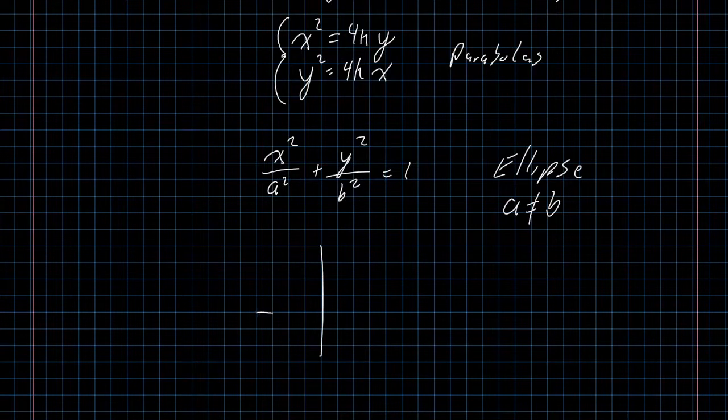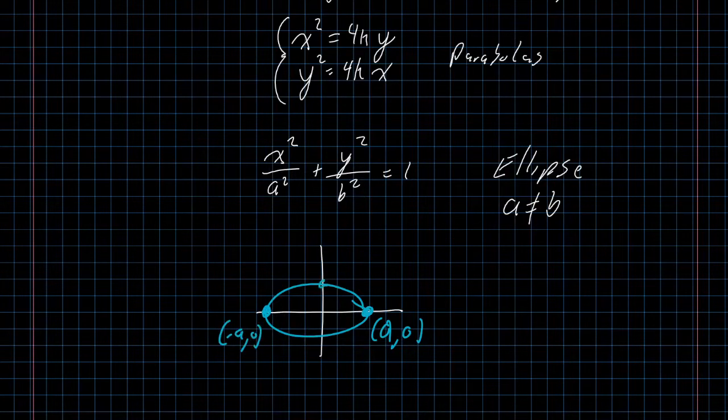Interesting points of this ellipse are going to be things like: it goes through the points (a, 0) and (-a, 0). It goes through the point (0, b) and (0, -b). And those are going to be the four most extreme values of the ellipse, as you can very clearly see from my beautifully drawn graph here.